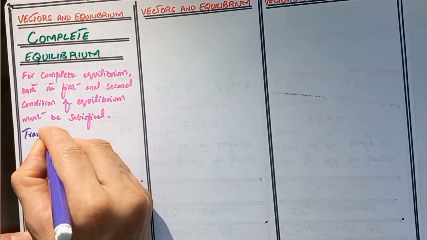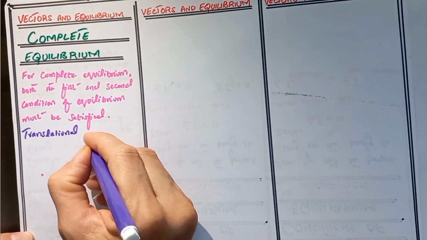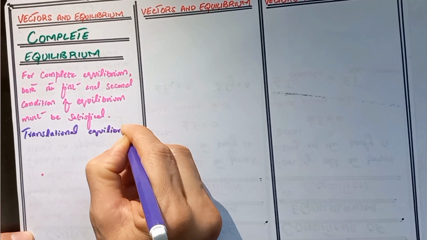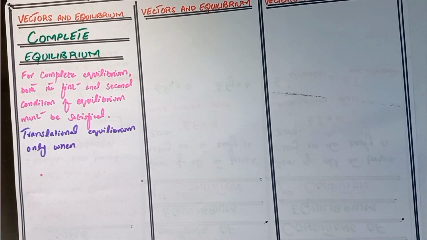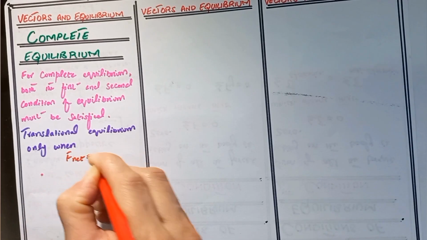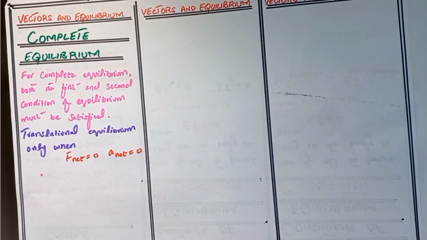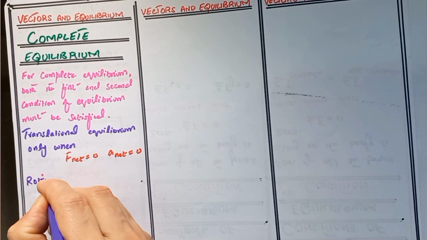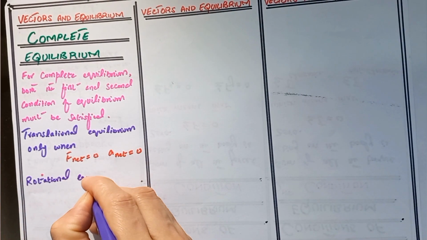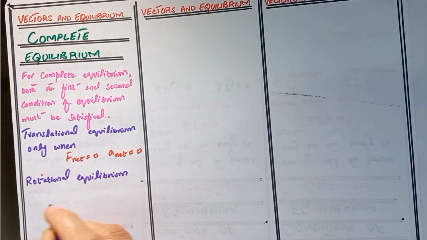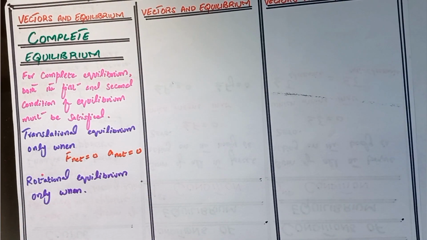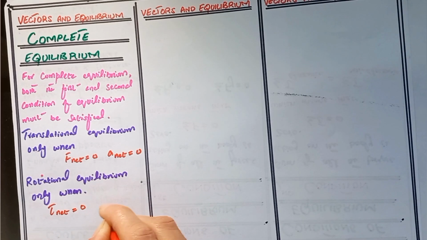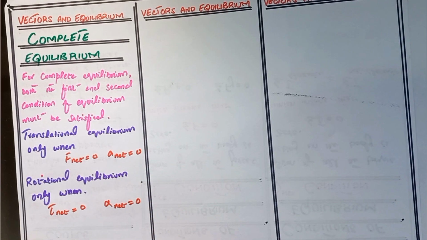Translational equilibrium only when net force is equal to 0 and net acceleration is equal to 0. Rotational equilibrium only when net torque is equal to 0 and net angular acceleration is equal to 0.